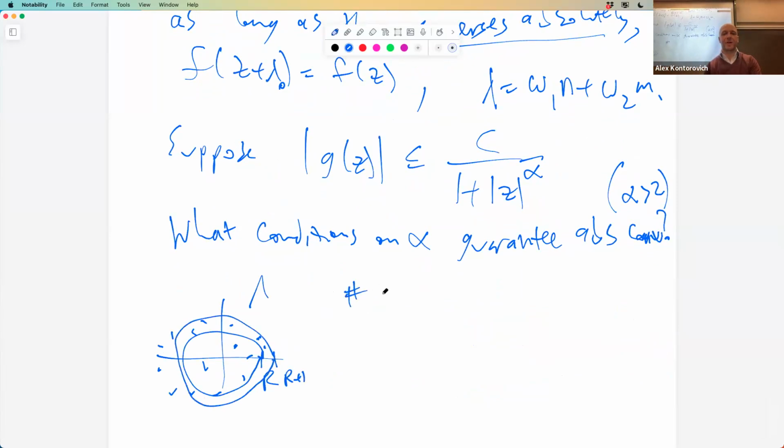So the number of elements lambda in the lattice, with the absolute value of lambda being between, let's say, r and r plus 1. Just completely trivially, I want some simple upper bound in this little ellipse. Not ellipse, what's it called? Annulus. So in this annulus, how many possible lattice points will we see?